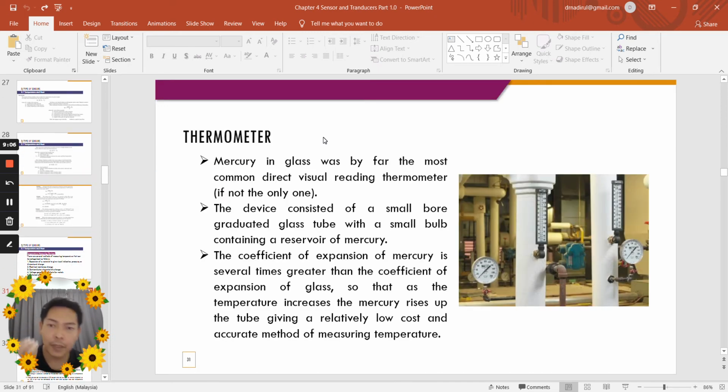A thermometer is a temperature measuring device that basically has mercury in it. Mercury in glass is by far the most common direct visual reading thermometer, if not the only one. The device consists of a small bore graduated glass tube with a small bulb containing a reservoir of mercury. The coefficient of expansion of mercury is several times greater than that of glass, so as the temperature increases, the mercury rises, giving a relatively low-cost and accurate method of measuring temperature. This is the fundamental way the thermometer works in measuring temperature.